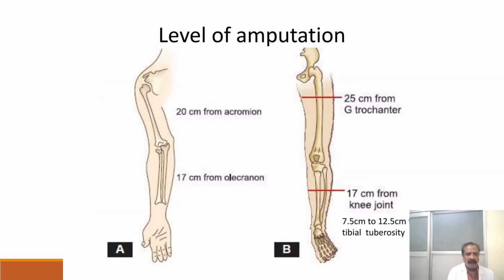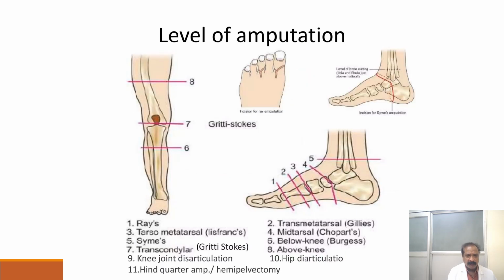Levels, these are some of the ideal levels. 20 centimeter from the olecranon for above elbow amputation, 17 centimeter from the olecranon, 20 centimeter from the acromion in the upper limb, is ideal level, 17 centimeter of the olecranon is ideal, 25 centimeter of the greater trochanter in lower limb, as well as 17 centimeter of the knee joint. These are the various ideal levels where amputation will be helpful in prosthesis, because as much muscle is shaped, active muscles is helpful for the treatment of proper prosthesis.